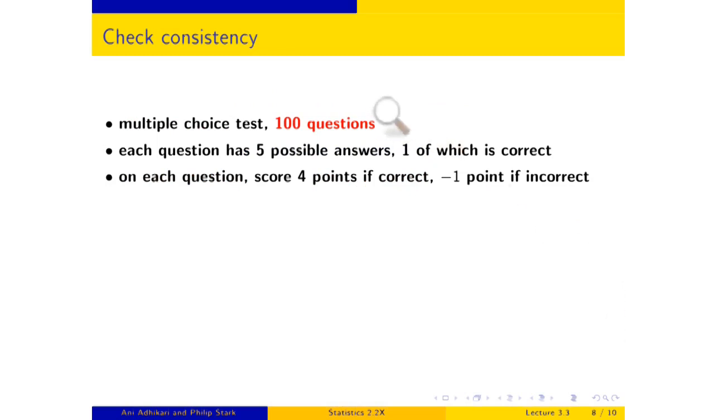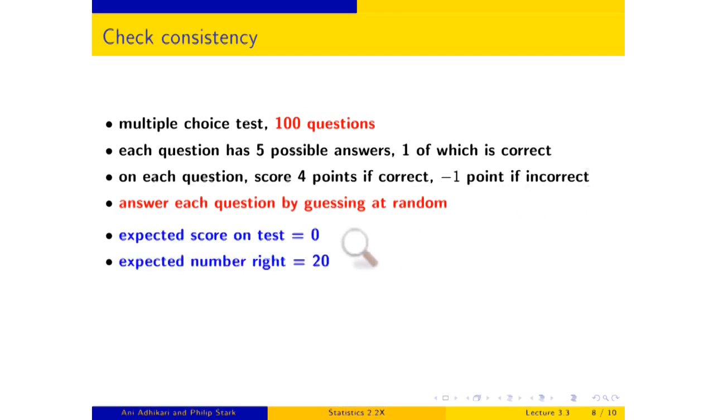So this is just a recap of the situation. You've got 100 questions. Each of them is multiple choice, 5 options, 1 of which is correct. Here's the grading scheme. You get +4 if you get it right. You get -1 if you get it wrong. And you have decided you're going to answer every question by guessing at random independently of everything else. And the 2 questions we have answered are, what's the expected score on the test? We said that's 0. What's the expected number of questions right? We said that's 20. Do these 2 things hang together and make sense?